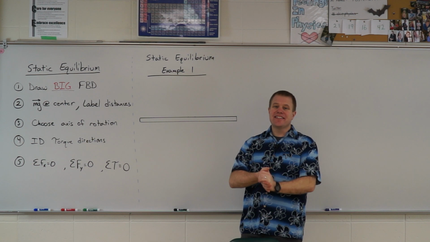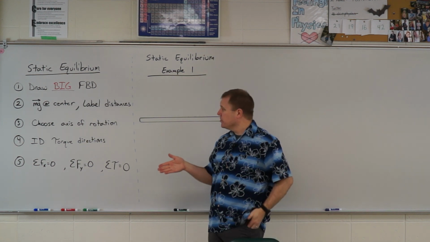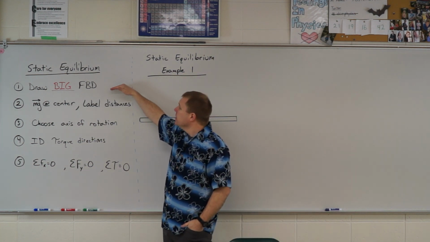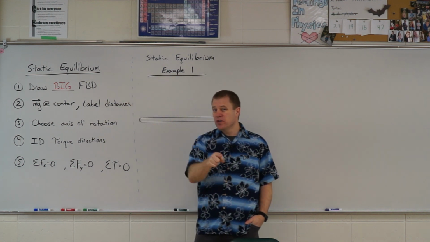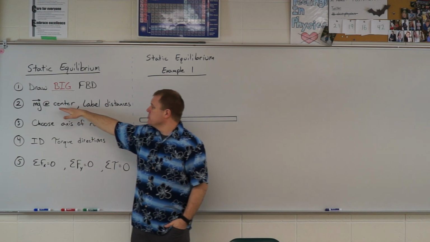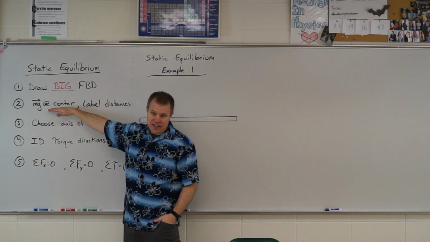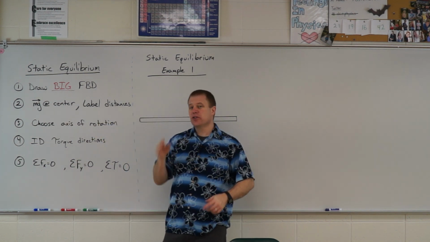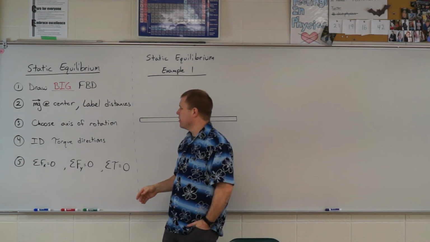All right, let's take a look at this static equilibrium problem. So we're going to try out those steps that we just learned. We got to draw a free body diagram. We really want to make sure it's big so that we can fit all of our information on it. We're going to remember to draw the weight at the center of our object, and we want to make sure we label all those intermediary distances.